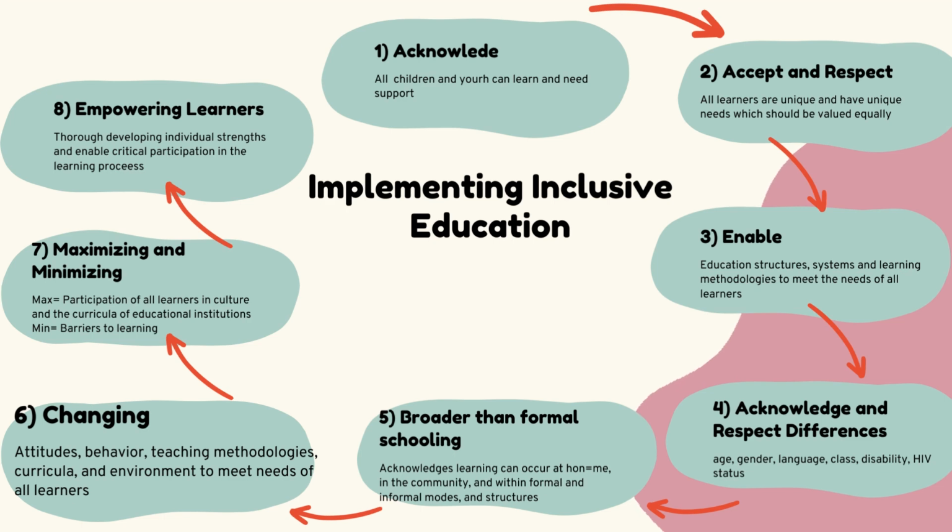Step 5 is to know that inclusive education is broader than the formal schooling. We need to acknowledge learning can occur at home, in the community, and within formal and informal modes and structures. Step 6, we are required to change our attitudes, behavior, teaching methodologies, curricula, and environment to meet the needs of all learners. Step 7, maximizing and minimizing. We need to maximize participation of all learners in culture and the curricula of educational institutions, and we need to minimize barriers to learning. And finally, step 8, empowering learners through developing individual strengths and enabling critical participation in the learning process.